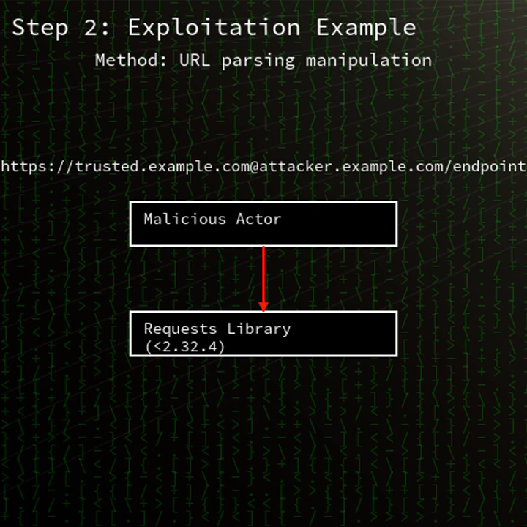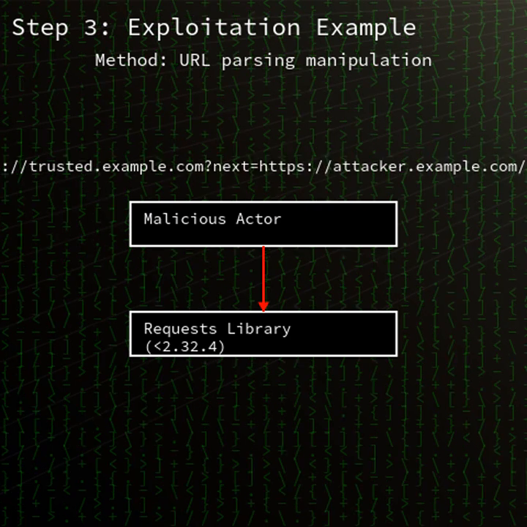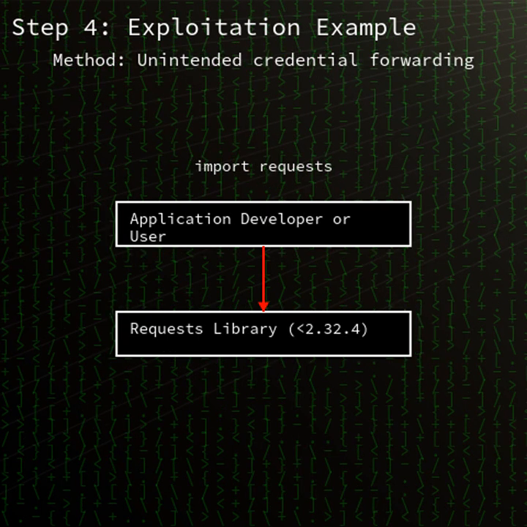Requests is widely used in Python applications to simplify HTTP interactions. By default, it can read credentials from a .netrc file stored on the user's system. CVE-2024-47081 is classified under CWE-522, insufficiently protected credentials.